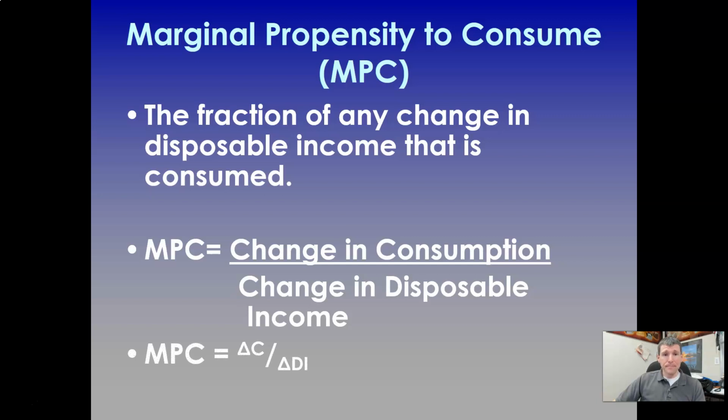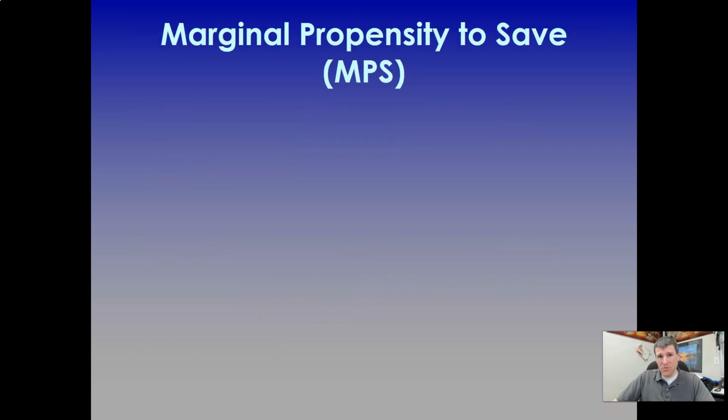Look at this now at the bottom. This is what the MPC is calculated as. It's the change in consumption divided by the change in disposable income. So in our example here, let's say the change in disposable income was $10,000. I gave you an additional $10,000, and out of that, you spend $8,000 of it. So your change in consumption was $8,000, and your change in disposable income was $10,000. So therefore, your MPC is 0.8, 8,000 out of 10,000. See how this works?